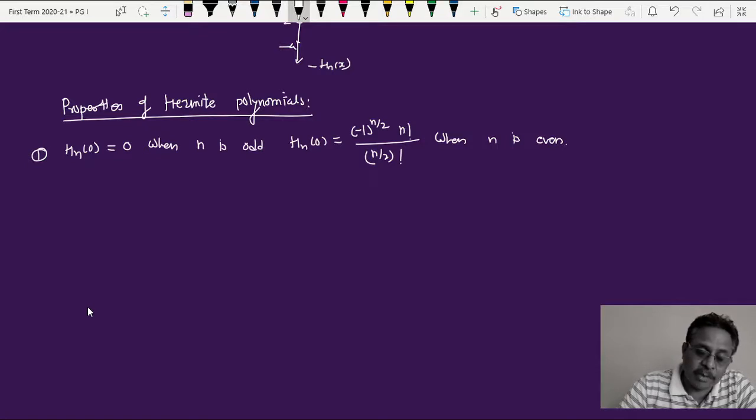So now take any order of Hermite polynomial for x equal to 0: h1 of 0, h2 of 0, h3 of 0, h4 of 0, whatever. For odd values of n, h1 of 0, h3 of 0, h5 of 0, all odd Hermite polynomials will be equal to 0 for x equal to 0. Whereas for even polynomials, if I go for the fourth polynomial h4 of 0, it will be minus 1 raised to 4 upon 2 into 4 factorial divided by 4 by 2 factorial. This number will be calculated. Whether it is correct or not can be checked as follows. Now let's go for its proof.